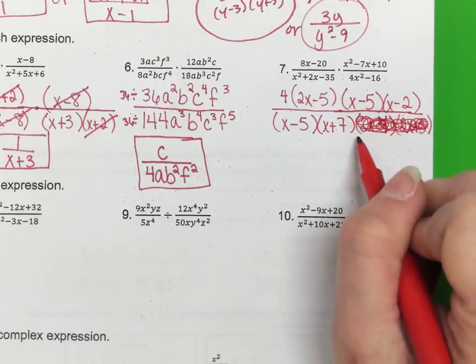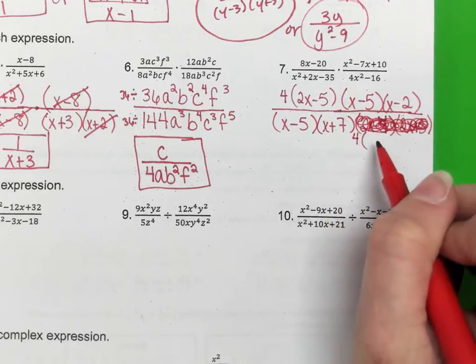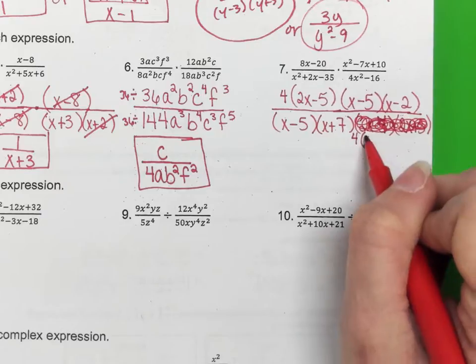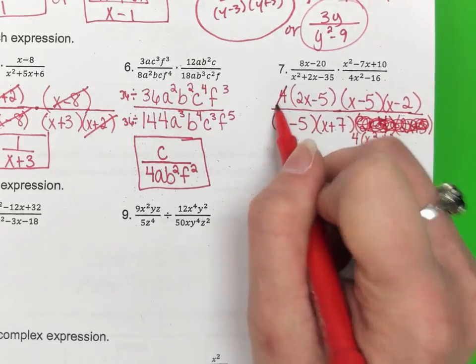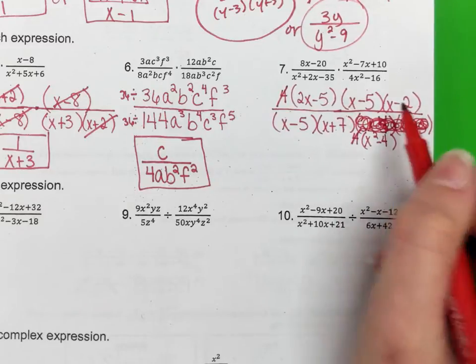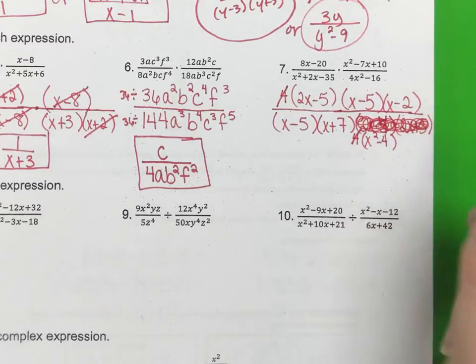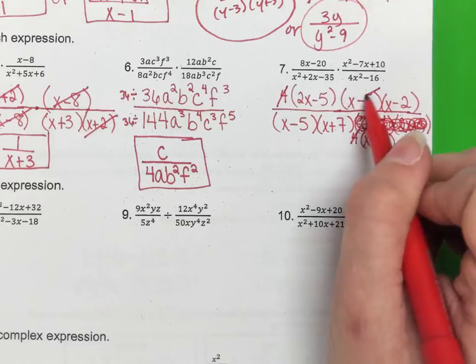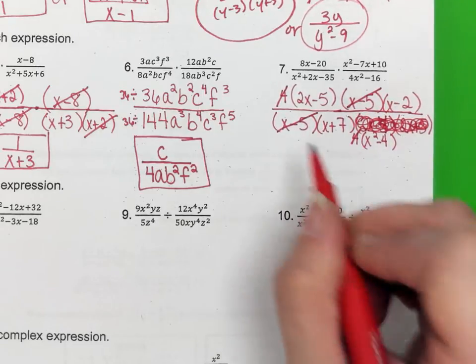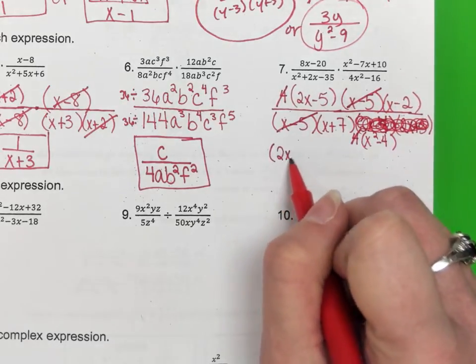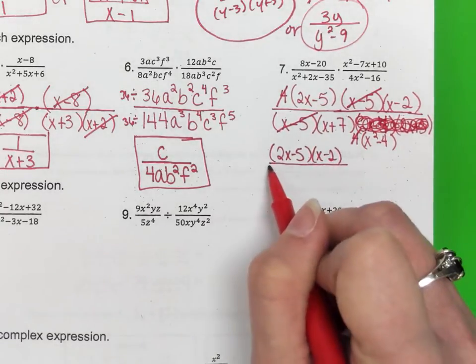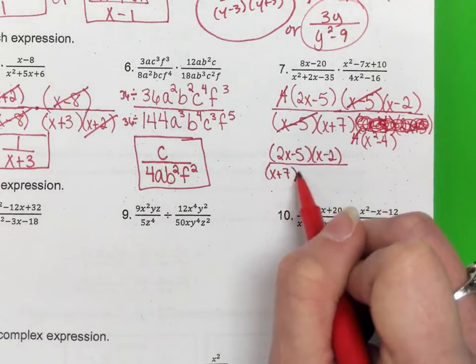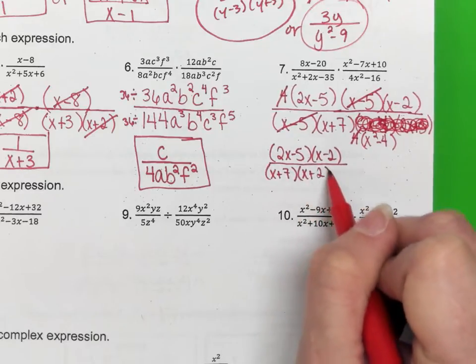Let's see. GCF would be 4. Is that going to help us any? That would be x squared minus 4. Yeah, those 4s will cancel now. Oh, and then the plus and minus 2s. Yeah, that would be the best way to do it. And the x minus 5s would cancel. So that would be 2x minus 5 and x minus 2, and x plus 7 and x plus 2x minus 2.